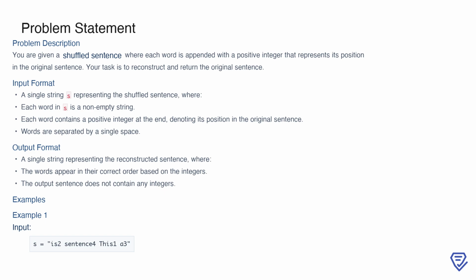The input is a single string S, where words are separated by spaces, and each word ends with a digit indicating its position. The output should be the reconstructed sentence, with the words in their correct order and without the trailing numbers. For example, if the input is S equals "is2 sentence4 this1 a3", your task is to reorder the words based on their positions indicated by the numbers and return the sentence in its original form, which would be "this is a sentence".